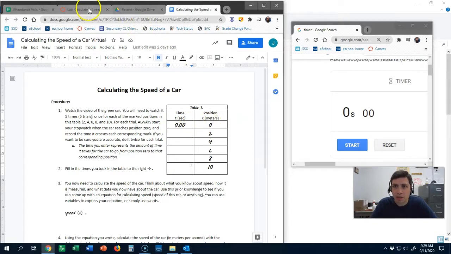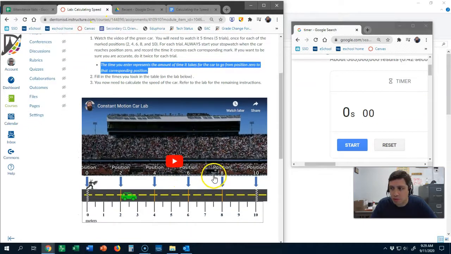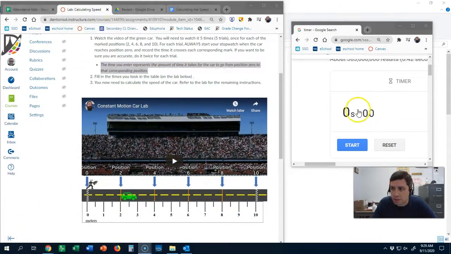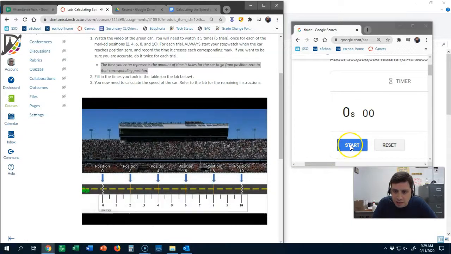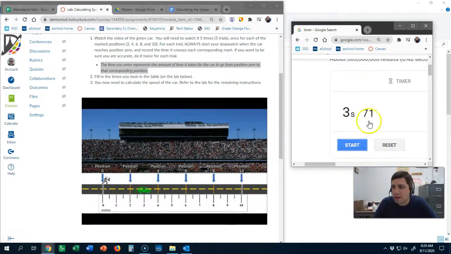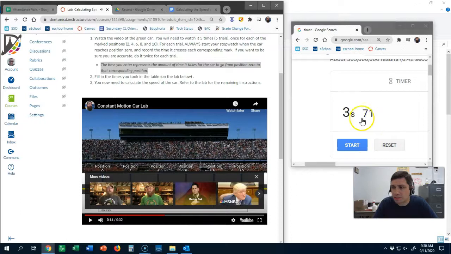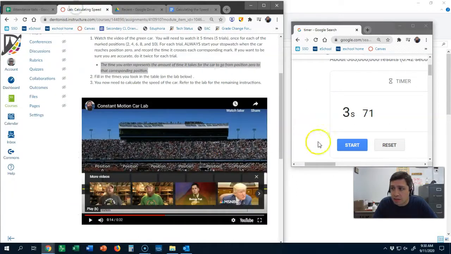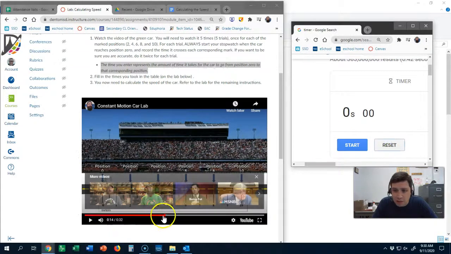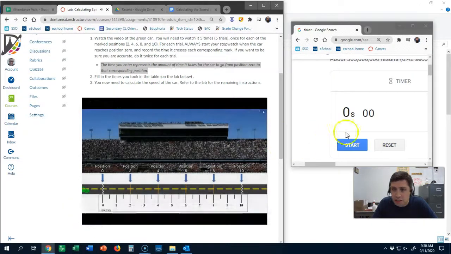Just as an example, we would start the thing. You see my stopwatch here. I'm going to start it here, and the car will get going, and as soon as it reaches the starting line, I'm going to hit the start button, and I'm going to stop it at 2, right? So somewhere around 3.71 is the time that I would have put in for this position right here. And then I would reset, restart the video and do the same thing, except now I'm going to stop it at position 4.